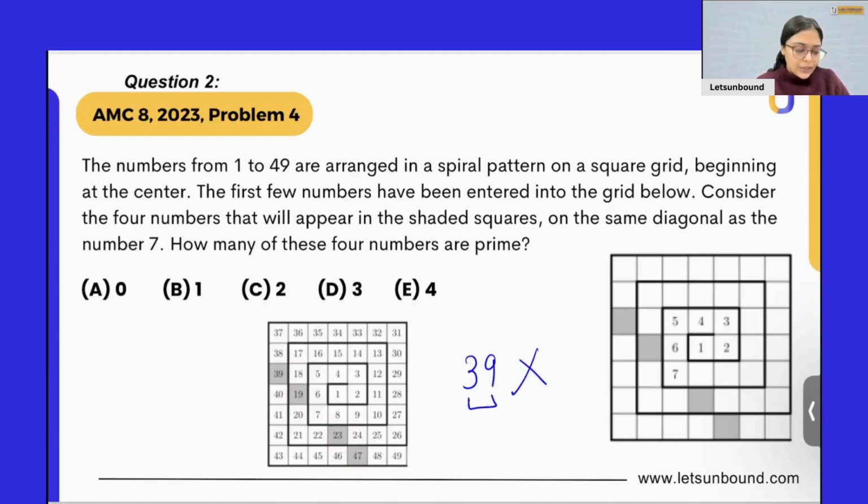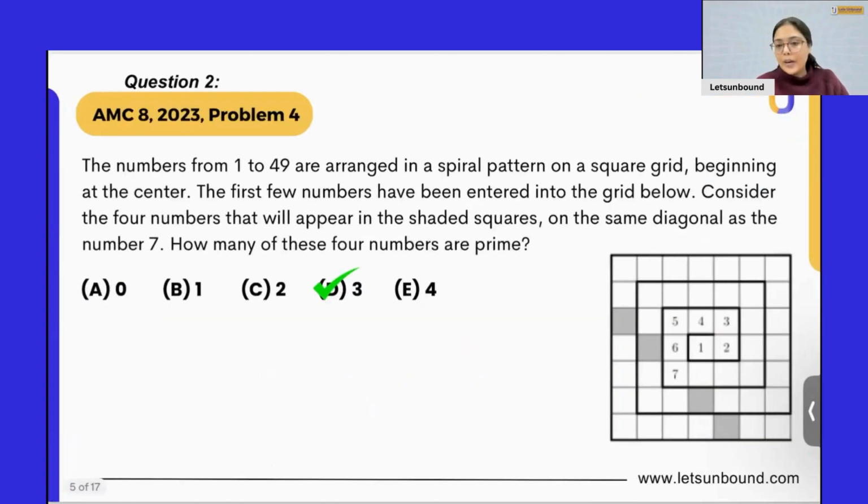But what about the other three? 19, 23, and 47? Yes, they are all prime. So out of 4, we have 3 prime numbers. That means how many are correct as primes? Is it option A, B, C, D, E? Yes, that's correct. Option D. That means 3 numbers are prime.